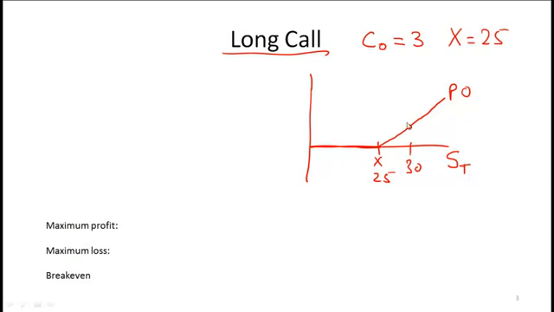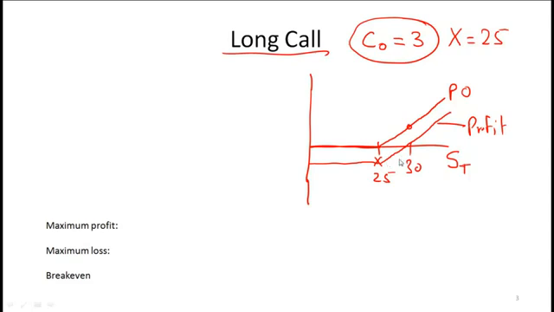But what about the profit diagram? Remember, you paid an option premium of 3. So to come up with your profit diagram, you simply need to subtract 3 from the payoff. So it is straightforward. You can simply have something that looks like this. So this is your profit diagram for a long call.